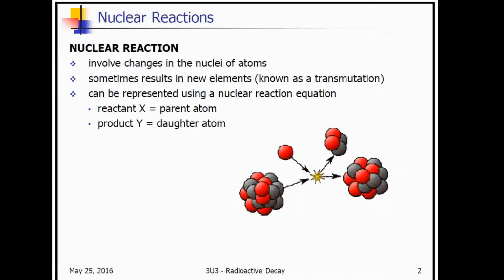So you can write this down. A nuclear reaction involves a change in the nuclei of atoms. It sometimes results in new elements, which is called a transmutation. It's represented using a nuclear reaction equation, where the reactant is the parent atom, signified with a capital X. The product is the daughter atom, signified with a capital Y. And that capital Y isn't yttrium. The capital X is not any other element, because there is no element that has a capital X.